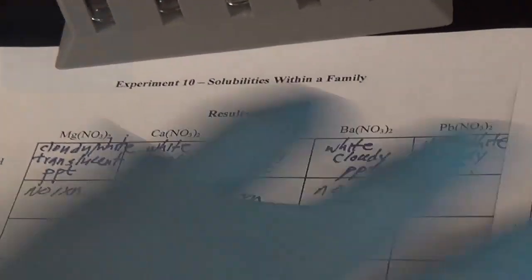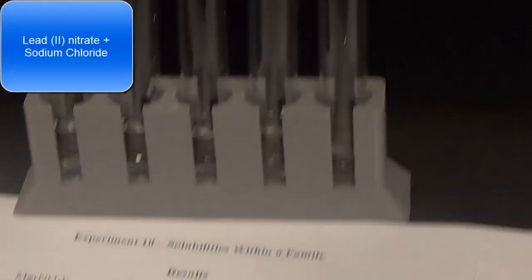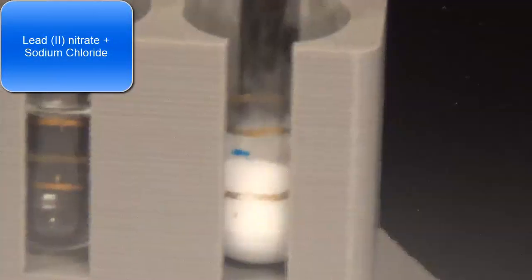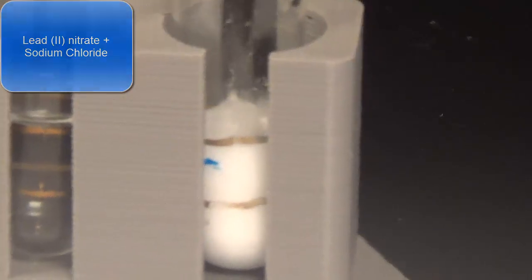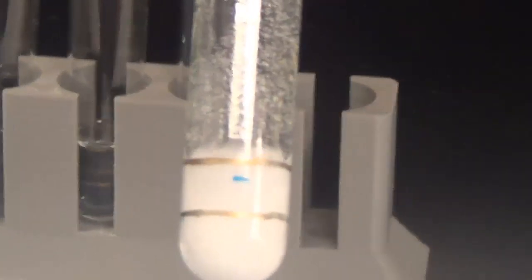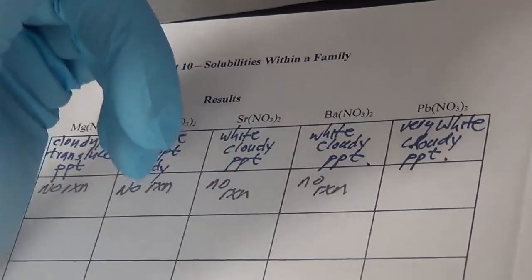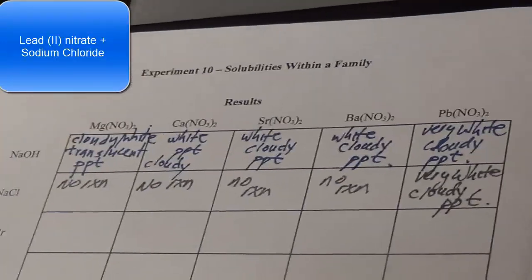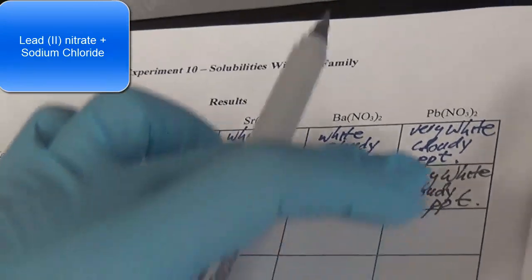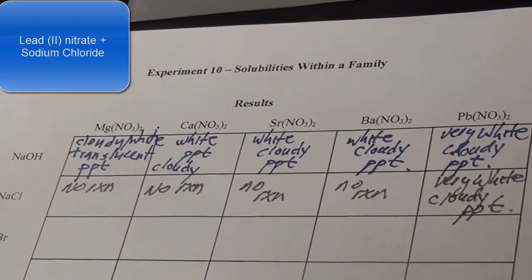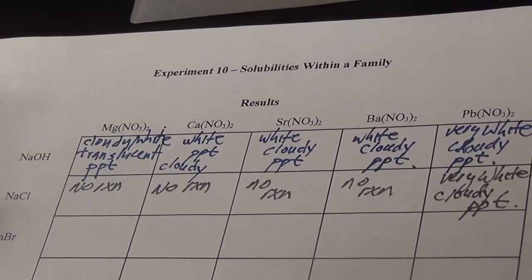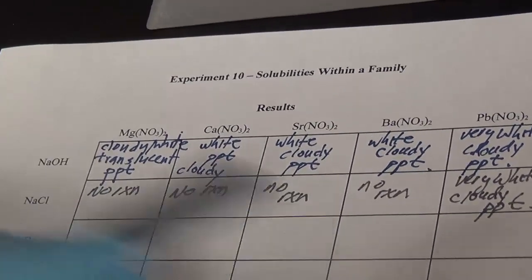All right, let's try lead, finally. Lead. Okay, another robust precipitate. All right. So lead 2 chloride is a very sharp, very white, cloudy precipitate. I'm going to write very white, robust precipitate because that's what I see. It was almost instantaneous. All right, so these are the chlorides, lead 2 chloride, lead 2 hydroxide, very insoluble. And chlorides do not seem to be very insoluble.